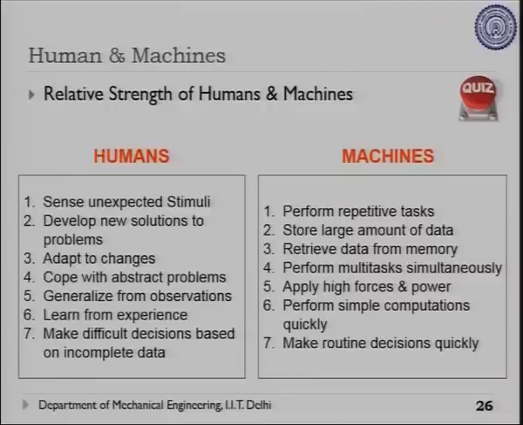Apply high force and power, that we have already taken care of. Perform simple computations quickly, so that is the strength of it. And make routine decisions quickly. Based on clear logic, a machine can take a much better decision, much faster. If you have to give a simple logic, even if it is 1 lakh logic that it has to analyze, it can do it in a few seconds or milliseconds nowadays. And we still take time for that.